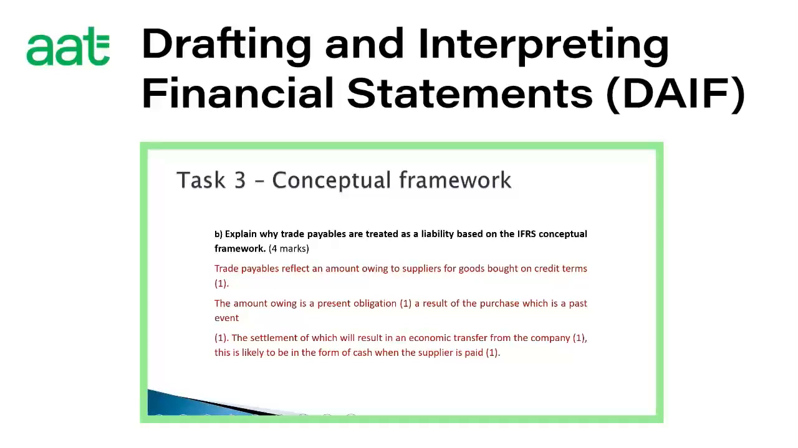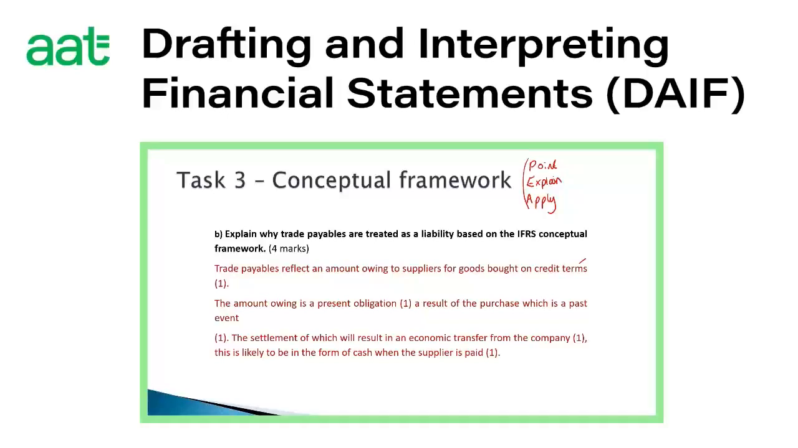So, trade payables. Remember, in your question, one of the things I often say to students is make a point, explain it, and apply it. So P, point, explain, apply. So trade payables is, get that into your answer. Don't just write out the definition of a liability. Make sure you link it to a trade payable. So trade payables reflect an amount owing to suppliers for goods bought on credit terms. Essentially, the first thing I'm doing here is saying this is what a trade payable is. We owe our suppliers some money because we bought something on credit from them.